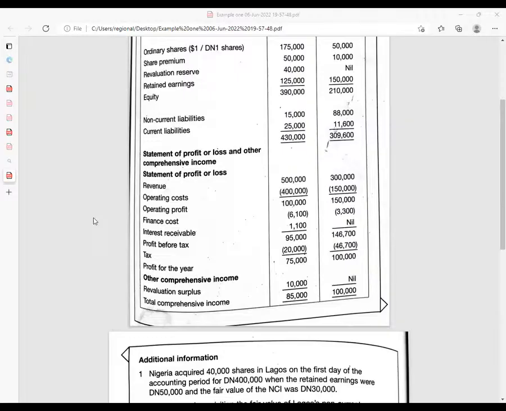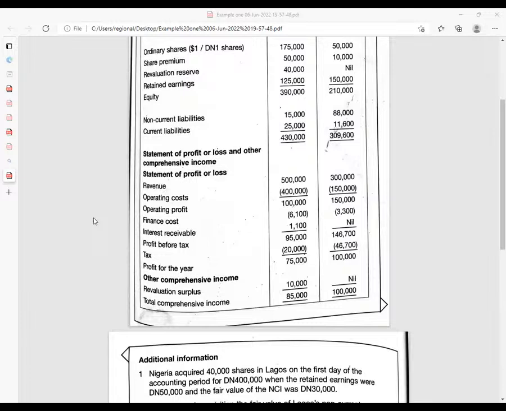After that, I have profit before tax. You can leave some space just in case something crops up. Profit before tax. Then I have taxation itself, tax, which now will bear what we call profit for the year. And then we have OCI, other comprehensive income. So under other comprehensive income, what else have they given us there?